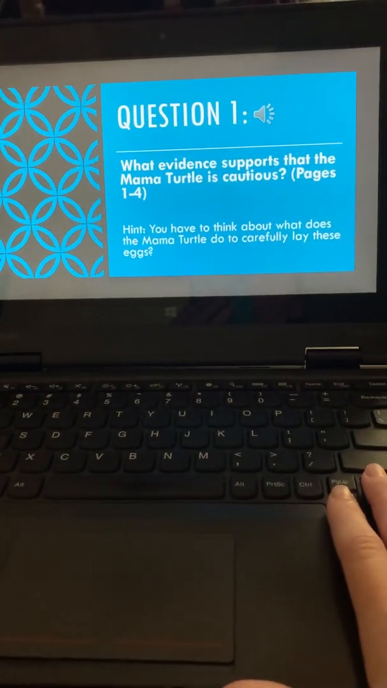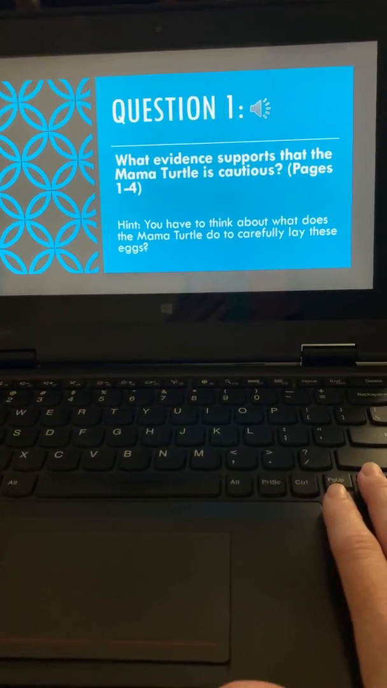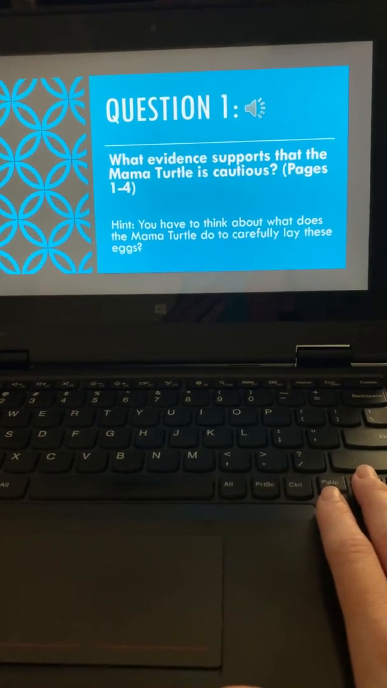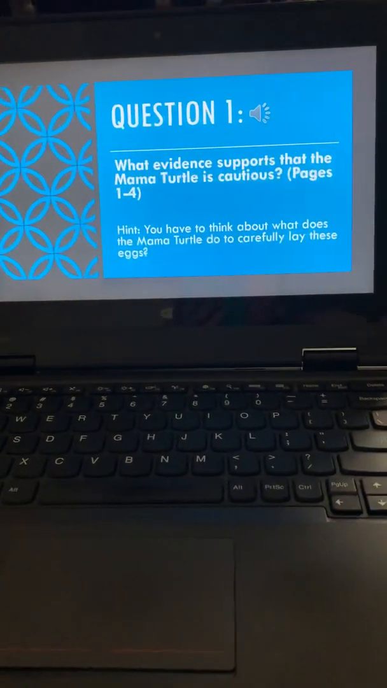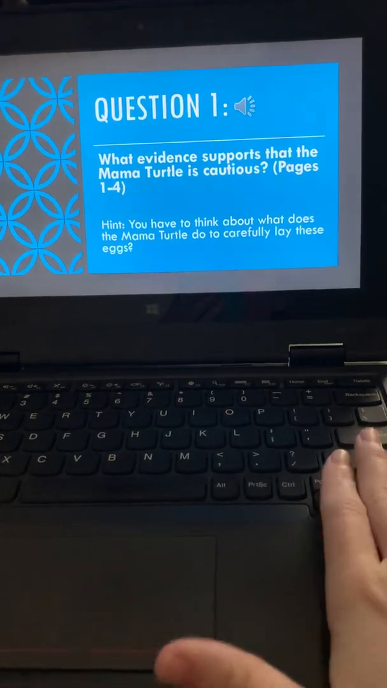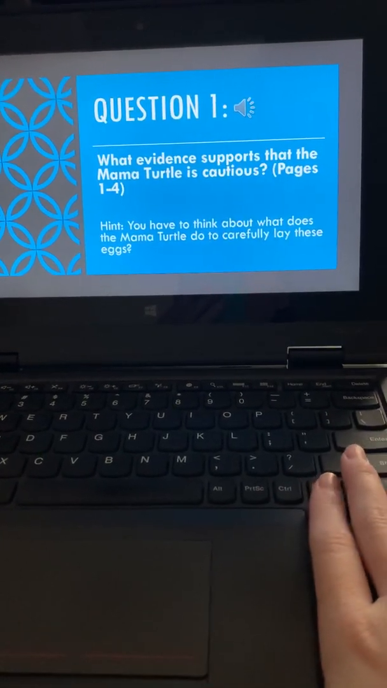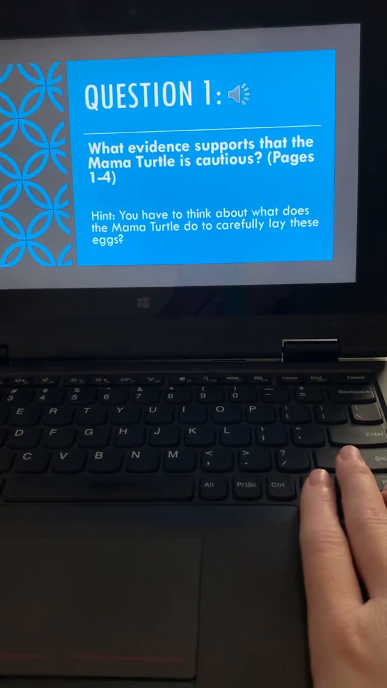So question 1 was asking what evidence supports that the mama turtle is cautious. Remember, cautious is more of how is she being very careful about laying these eggs. So what does she do? I would be rereading pages 1, 2, 3, and 4.